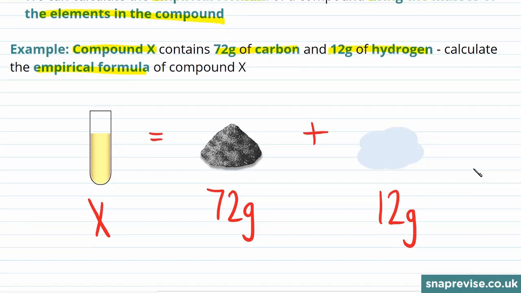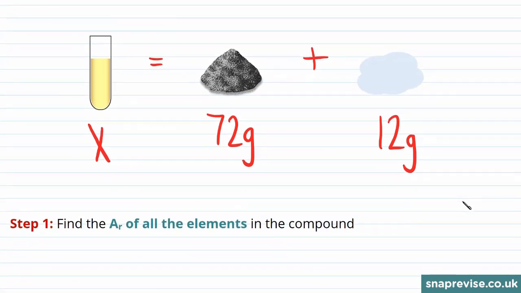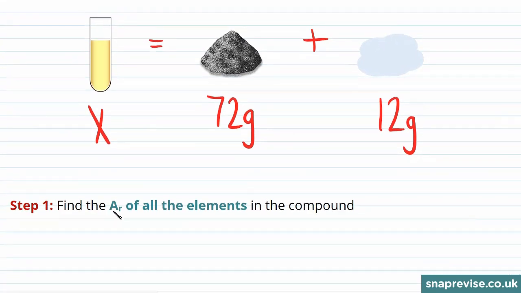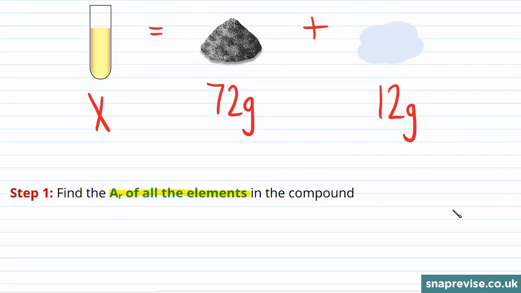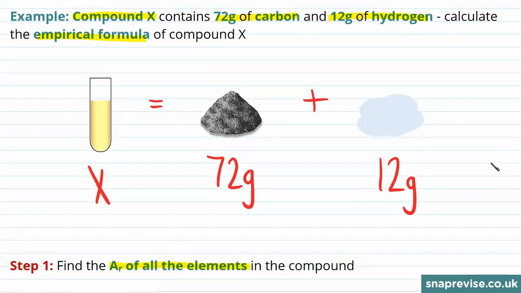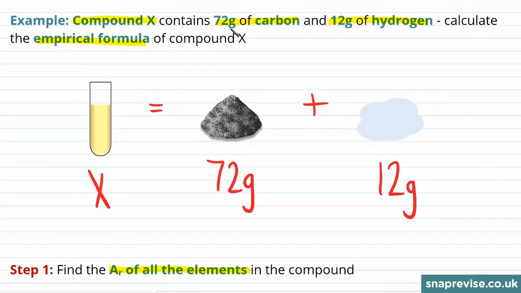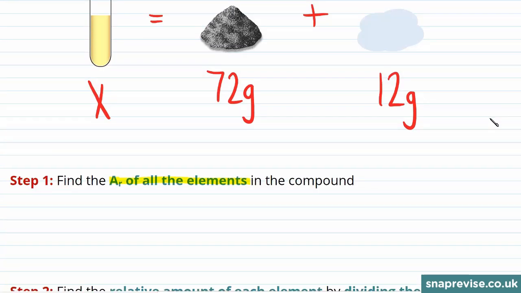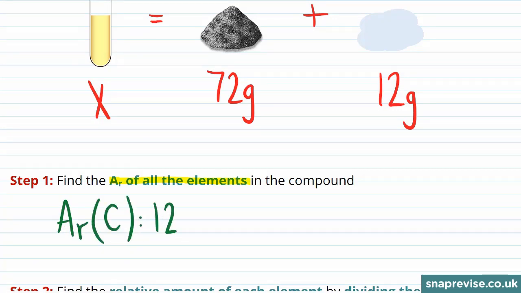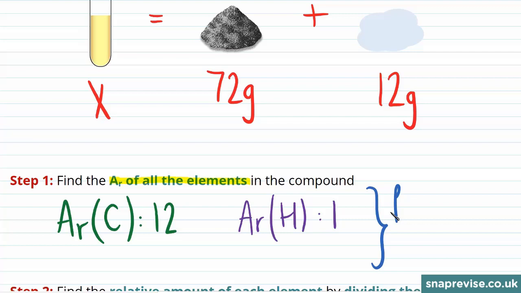The first step in the process of finding the empirical formula of compound X is to find the relative atomic masses of all the elements within the compound. In this case, we've seen that compound X just contains carbon and hydrogen. So we'll want to look in the periodic table in order to see that the relative atomic mass of carbon is 12 and the relative atomic mass of hydrogen is 1. As always, finding these from the periodic table.